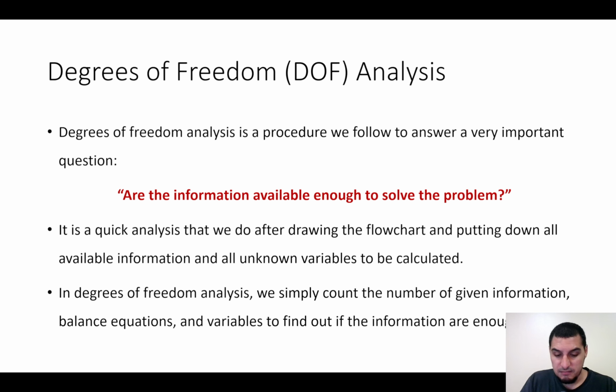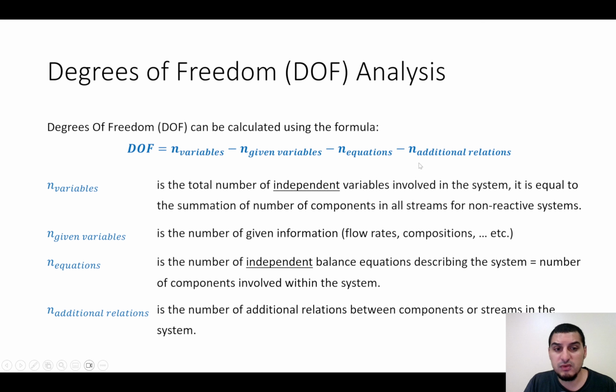So the degrees of freedom is calculated using this equation that we see here. The equation states that the degrees of freedom equals the number of variables minus number of given variables minus number of equations minus number of additional relations. The number of variables here is all the variables that we have, whether they are known variables or unknown variables. The variables can be flow rates, can be compositions. We will discuss this in detail at the end of this video, but for now let's agree that this is the number of variables, all the variables, known and unknown.